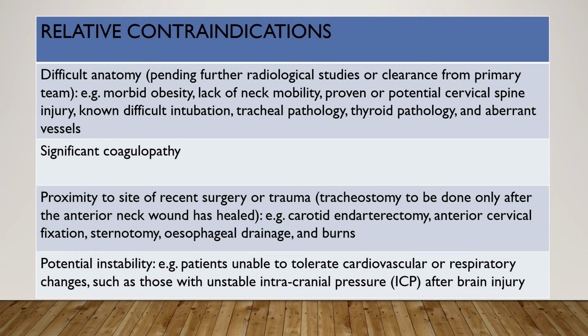Another relative contraindication is a patient with potential instability. For example, a patient who is unable to tolerate cardiovascular or respiratory changes, such as those with unstable intracranial pressure after brain injury. So, the patient has to wait a little while before we do tracheostomy.